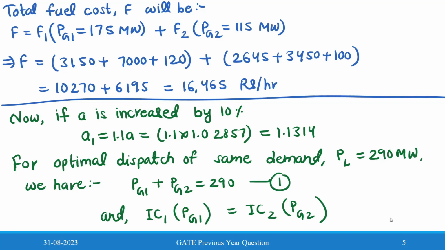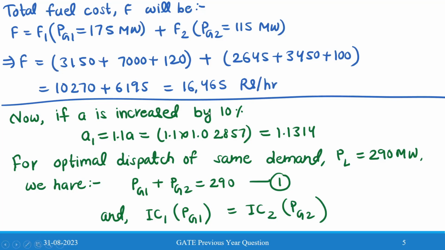Now to find the total fuel cost, we add the expressions F1 and F2 for this power generation, Pg1 equal to 175 megawatt and Pg2 equal to 115 megawatt. So F becomes 16,465 rupees per hour. That is the total fuel cost.